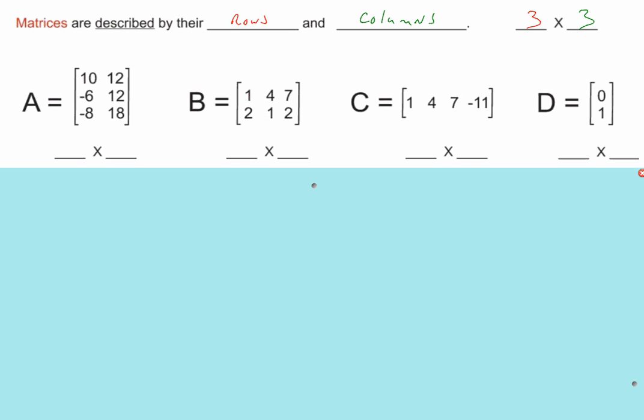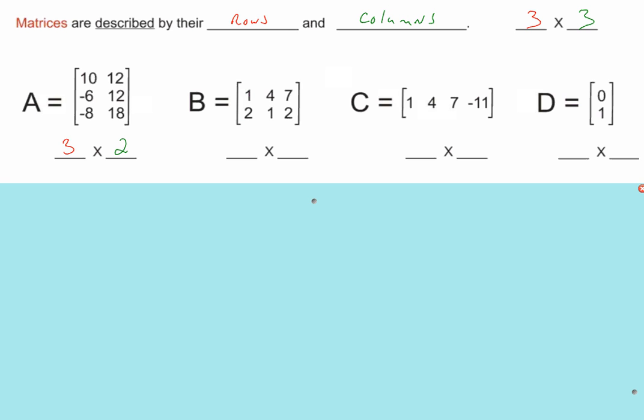So, a couple of examples. Go ahead and see if you can do A, B, C, and D. Describe matrix A, describe matrix B, describe matrix C, describe matrix D. If you want to, you can look up here to see if you're getting them correct. Again, don't look unless you need it.